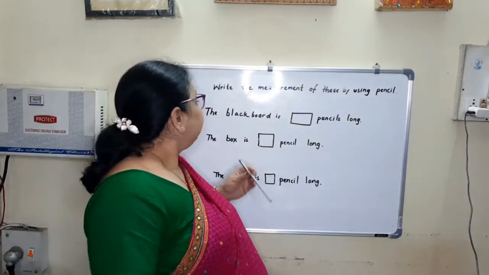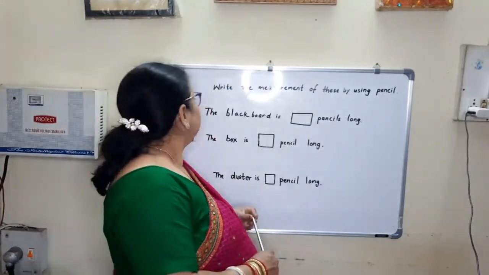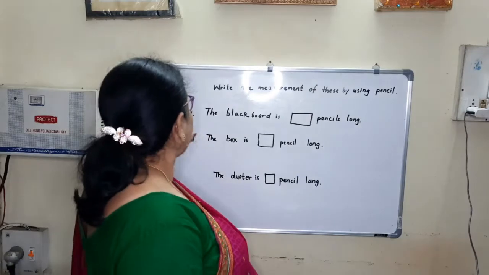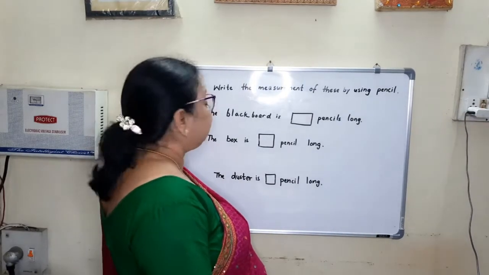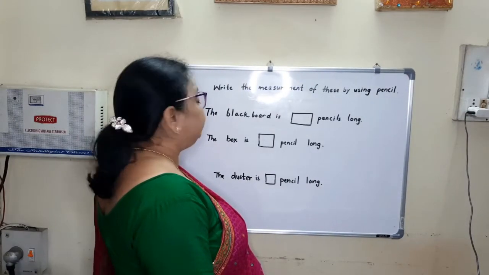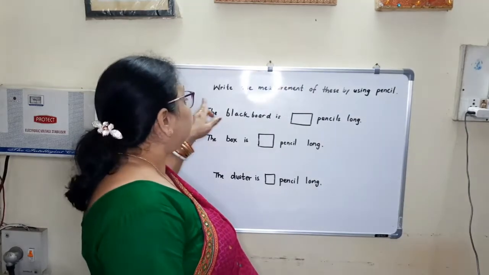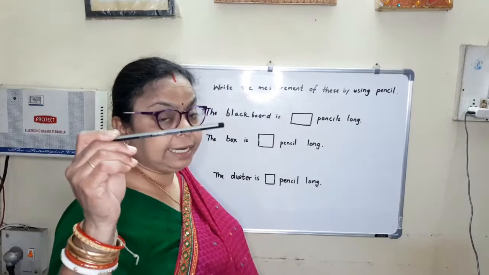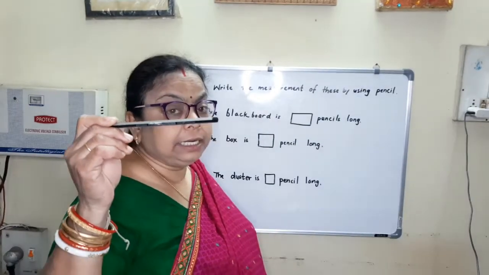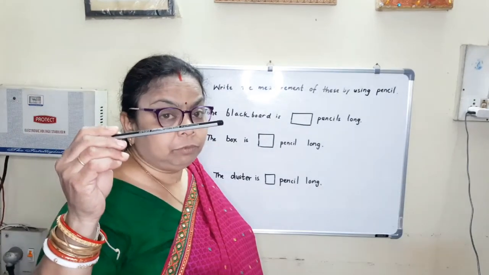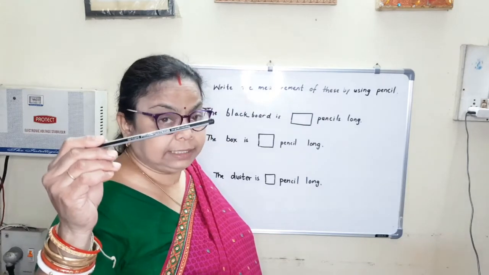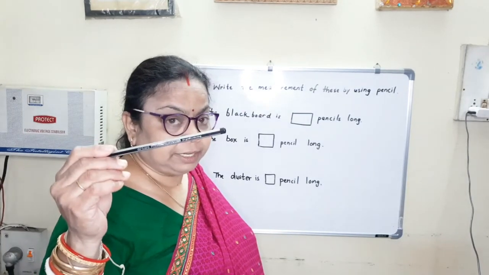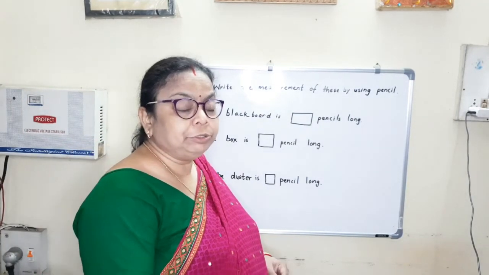Children, in this class, you write your classwork with the date, 23rd December. Write the measurement of this by using pencil. It is a non-standard unit of measuring the length. Okay. What do you use?